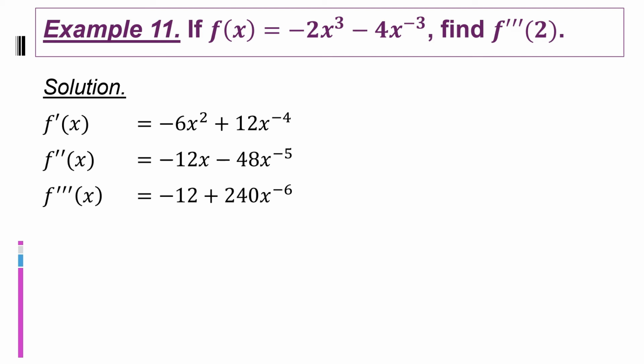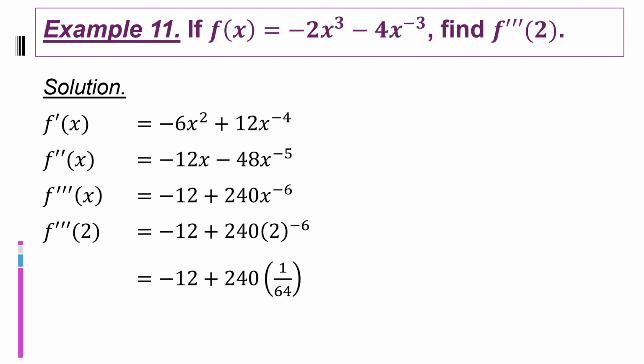Evaluating f triple prime at 2, then we have negative 12 plus 240 times 2 raised to negative 6, or that is negative 12 plus 240 times 1 over 64, or that is negative 8.25.